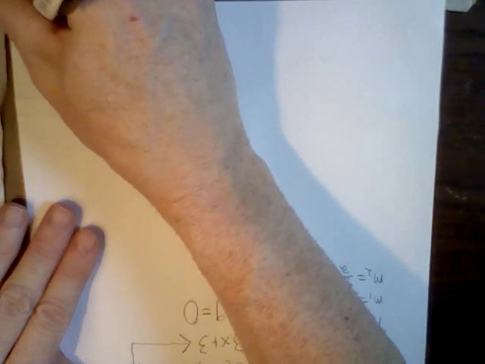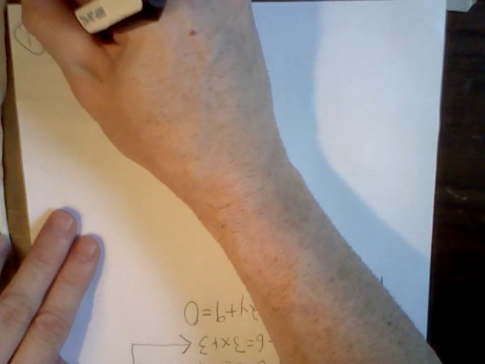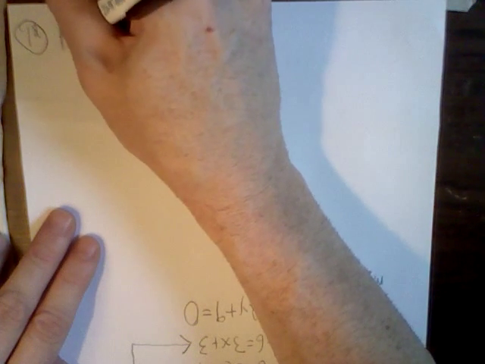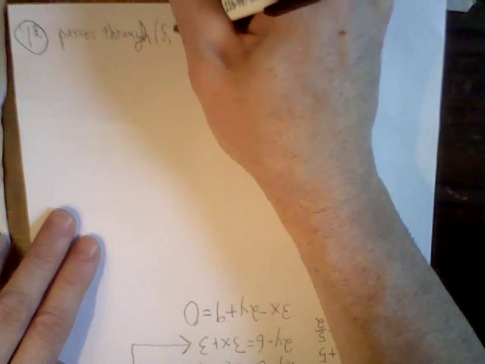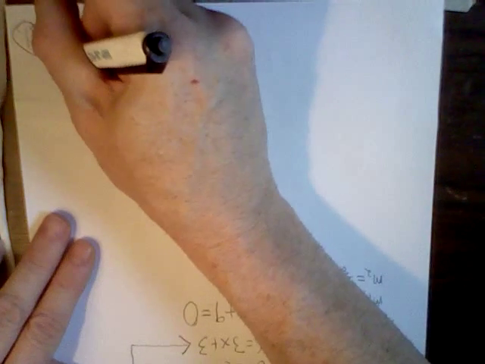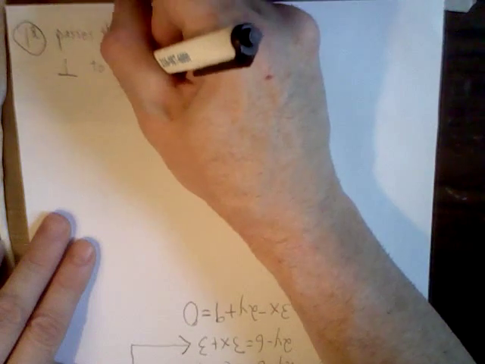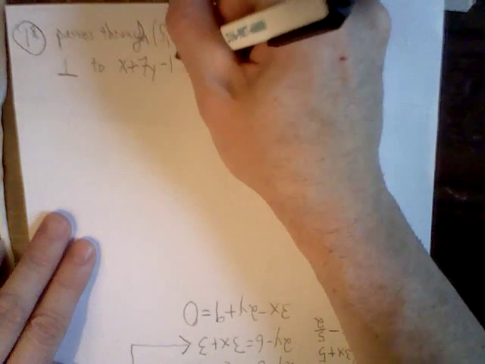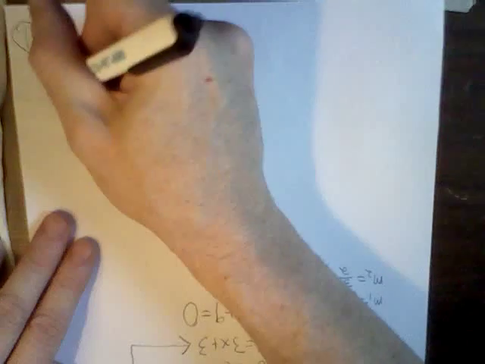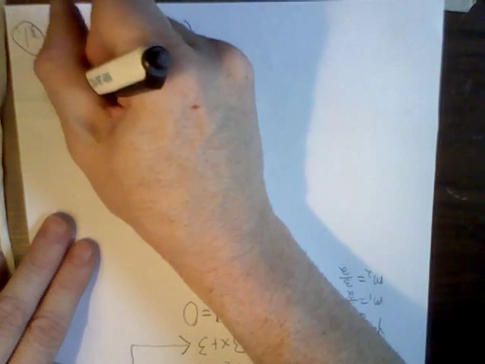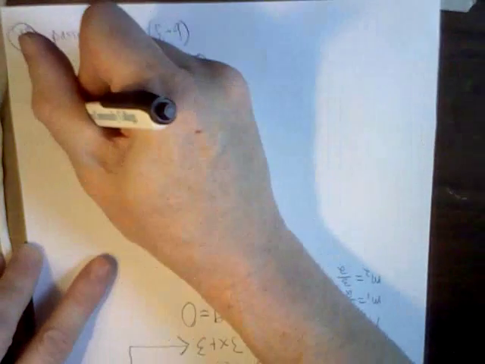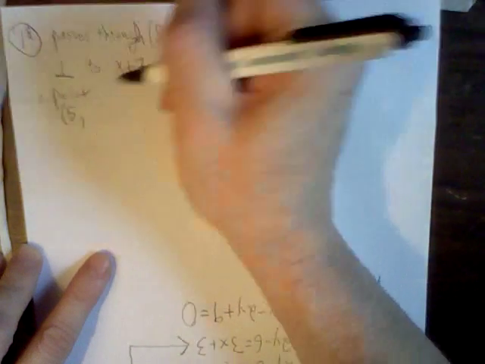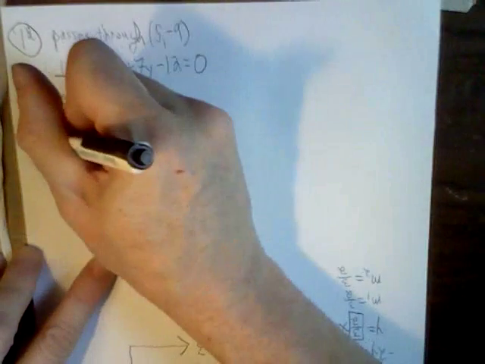Okay, let's try one more. Here's number 12. This time, the line we desire passes through the point 5 comma negative 9, and then it's perpendicular to the line x plus 7y minus 12. Okay. So first, again, we need a point. And for these problems so far, it's all been the same. There might be some in the book where you have to do a little work, like they just give you an x-intercept or something. But thankfully, it's just given by negative 9.